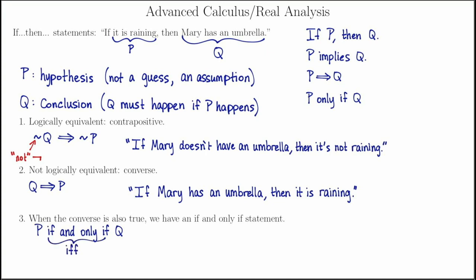Often, if and only if is abbreviated IFF. And I frequently use the double arrow notation. This is common too, so P implies Q and Q implies P in this setting would be P left arrow and right arrow Q. And we could read that as P if and only if Q. For Mary, that's like saying if it's raining, Mary has an umbrella, and if Mary has an umbrella, then it's raining. So it rains if and only if Mary has an umbrella.